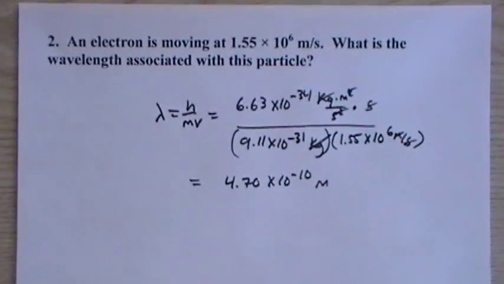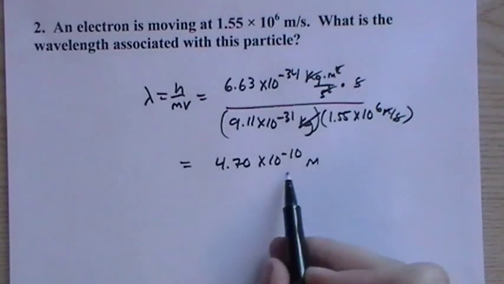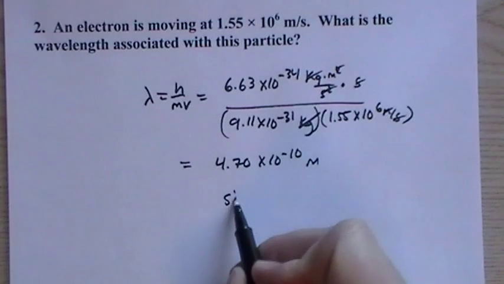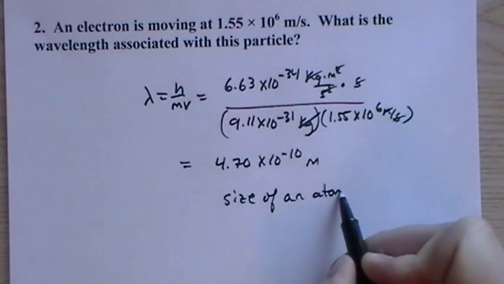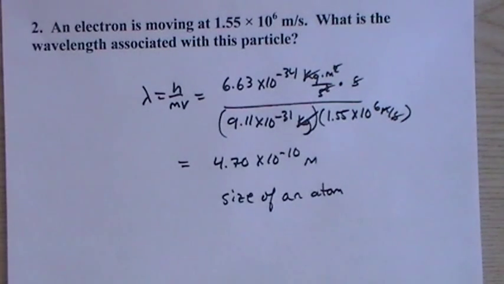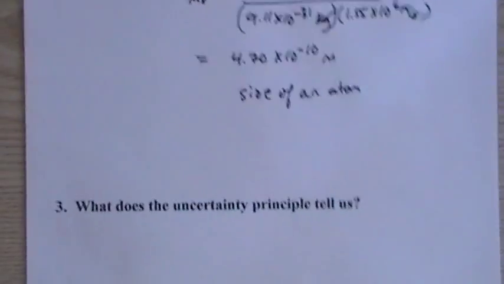And of course I did this earlier. But notice we're now on the order of angstroms, and this is about the size of an atom. So the wavelength of an electron moving around an atom is about the size of an atom. And that's not just by chance. Electrons do act as waves, and they create standing matter waves around the nucleus, and that's why atoms are the size that they are.